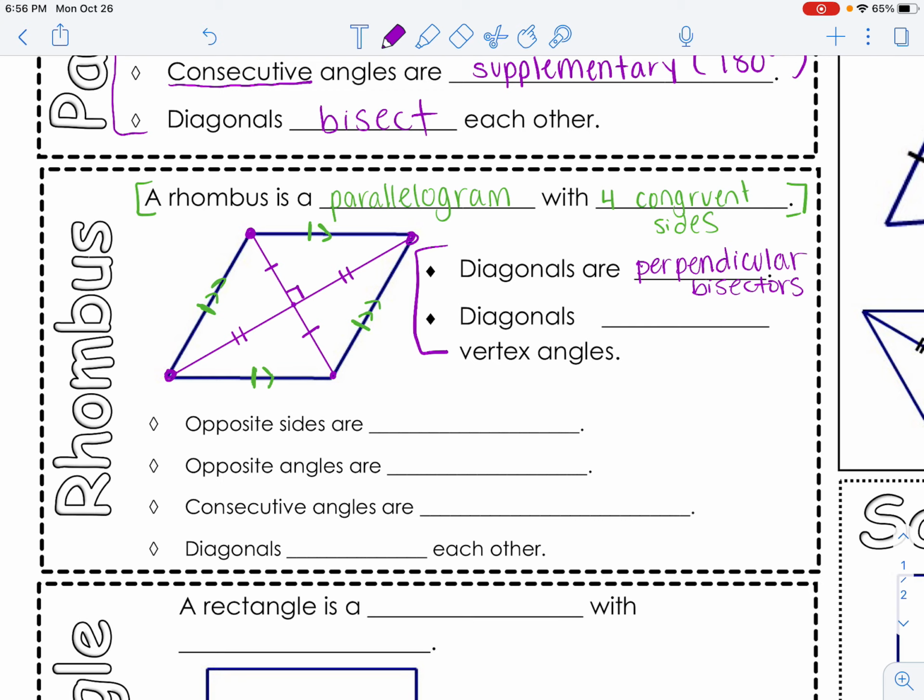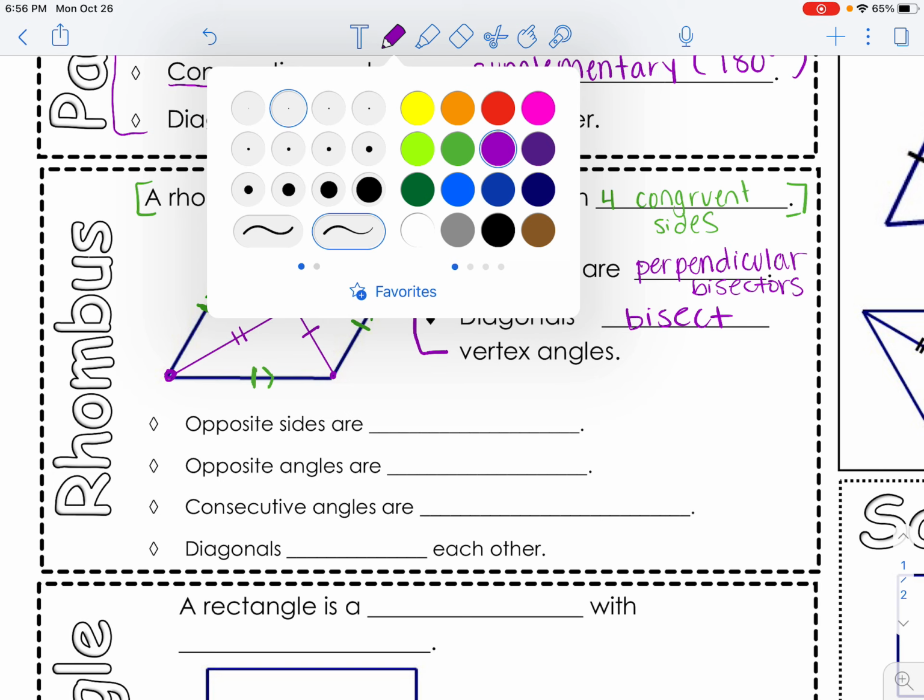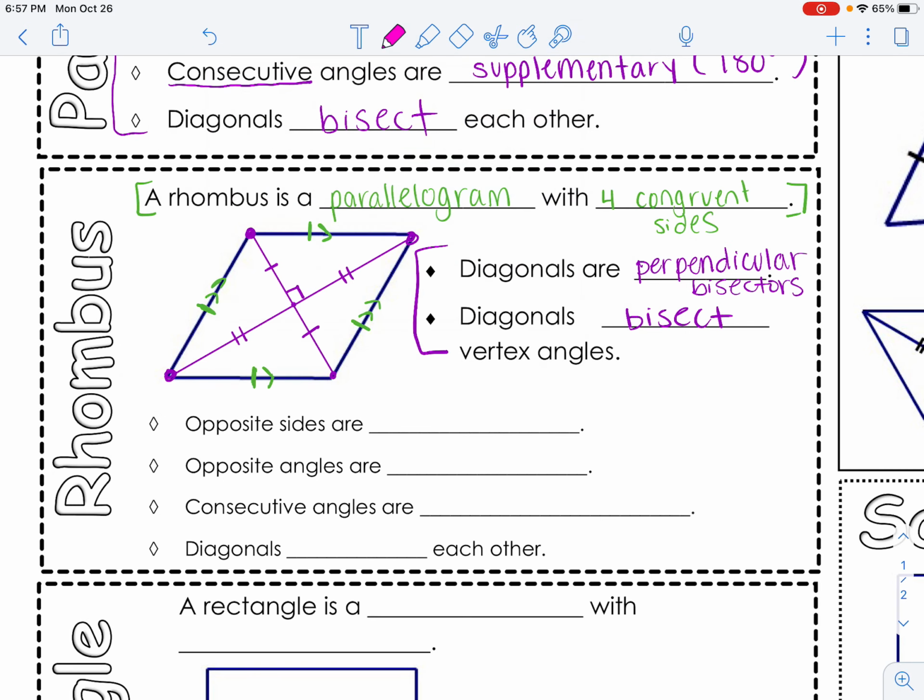Another property of the diagonals is that the diagonals bisect the vertex angles. So where are the vertex angles? Now I just highlight that pink so we know what we're talking about. So here, right here, this is the first vertex. I'm going to call it A. The diagonal, that purple line right there, bisects that angle. That means it breaks it up into two congruent angles, right? It's like an angle bisector.